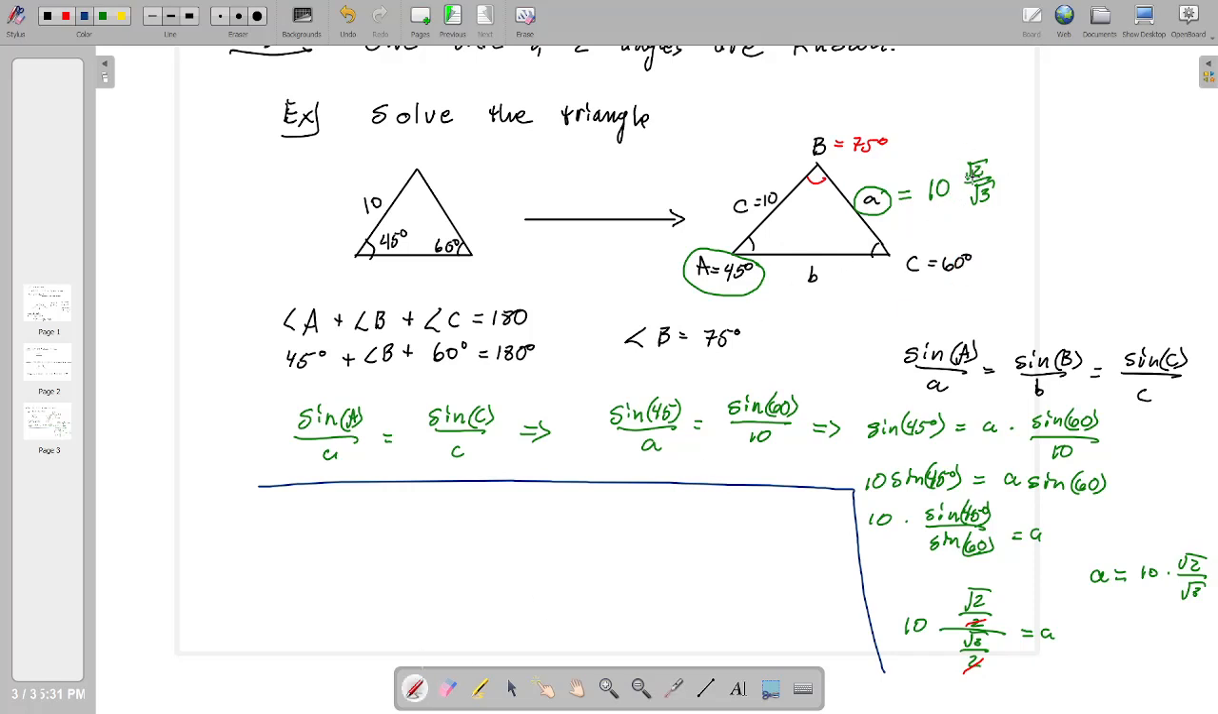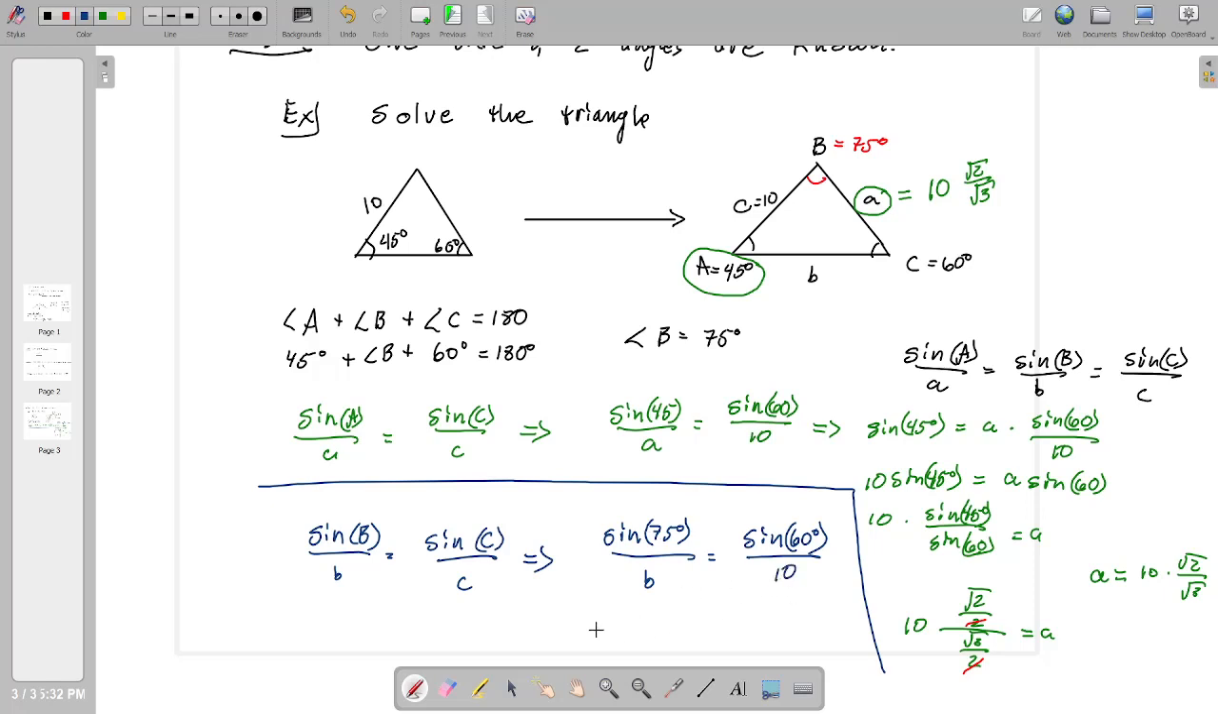But a lot of times students will use a side we just found. You don't want to do that because these are exact. This, after you plug it into a calculator, will be rounded. So we do sine of B divided by side B will equal sine of C divided by side C. Now, we just plug in our values. Angle B is 75 degrees, so we have sine of 75 divided by side B, which is equal to sine of 60 divided by side C, which is 10.